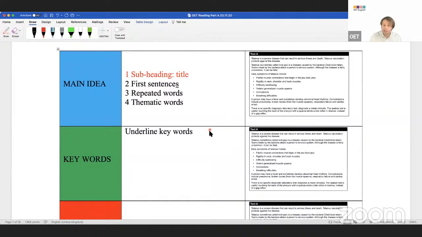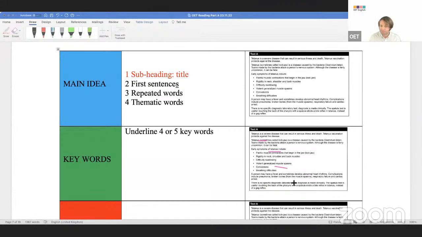When I do this test, and I do it regularly when I'm teaching, I very often do the test before class just to keep myself sharp, okay? I will write the main idea down, maybe here, to help me. But when it comes to keywords, I underline them because I don't have time to write them down. How many keywords should I underline? Four or five, no more.